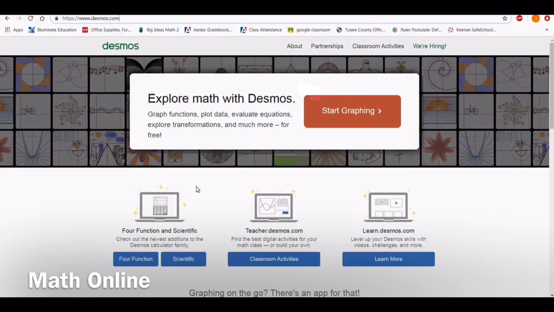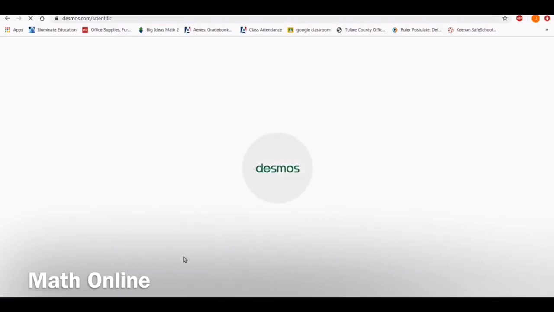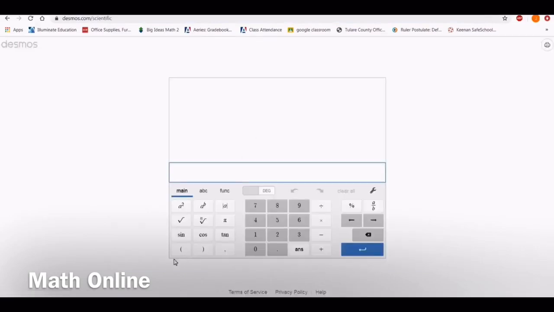This is the home page of desmos.com. So what you want to do is on this bottom portion, left-hand side, it says for function and scientific. All you have to do is click on scientific. You click on that and it automatically takes you to the Desmos calculator.